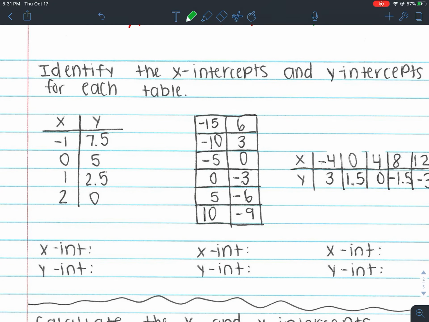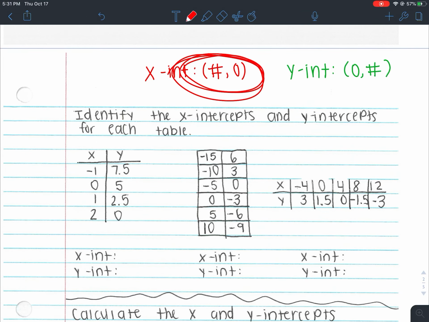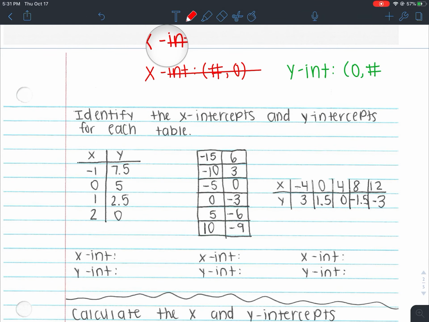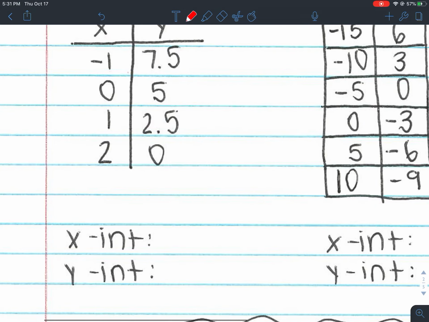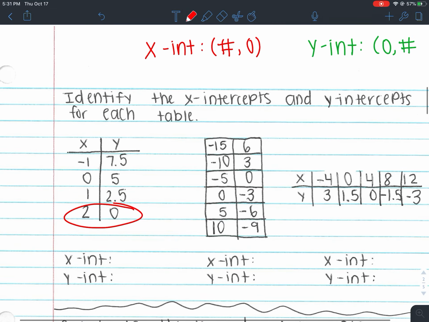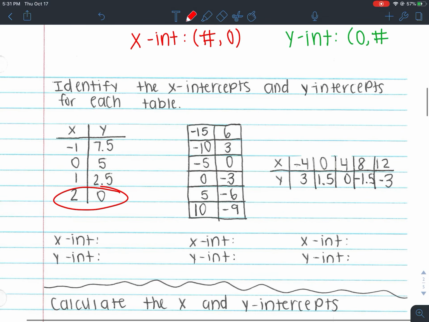So, looking at the first table, the one on the left, you want to look for the x and y intercepts, and you're given two columns, an x column and a y column. And remember, tables are just a way to write points. So you're looking first for an x-intercept. You're looking for something that has a number in the x column and a 0 in the y column. If I look, I notice that I have 2, 0 here. Do you see that? I have a number in the x column and a 0 for the y column. It has this form. So my x-intercept here would be 2, 0.